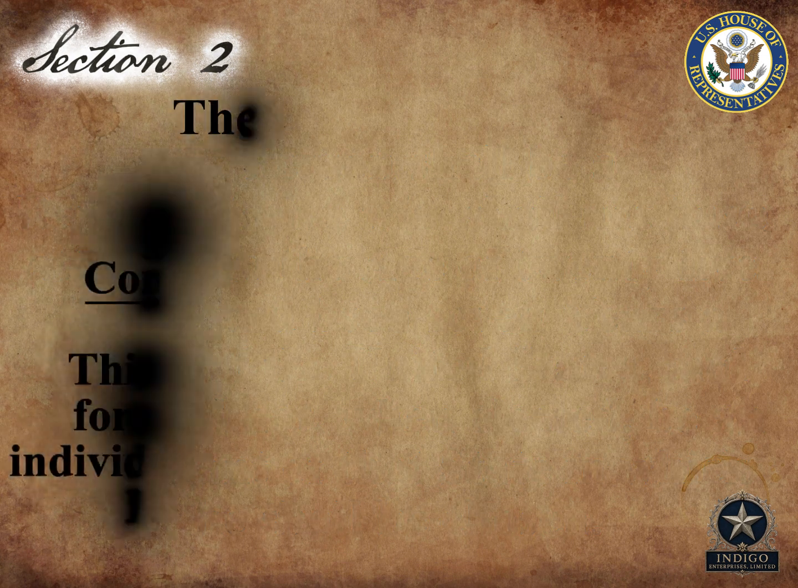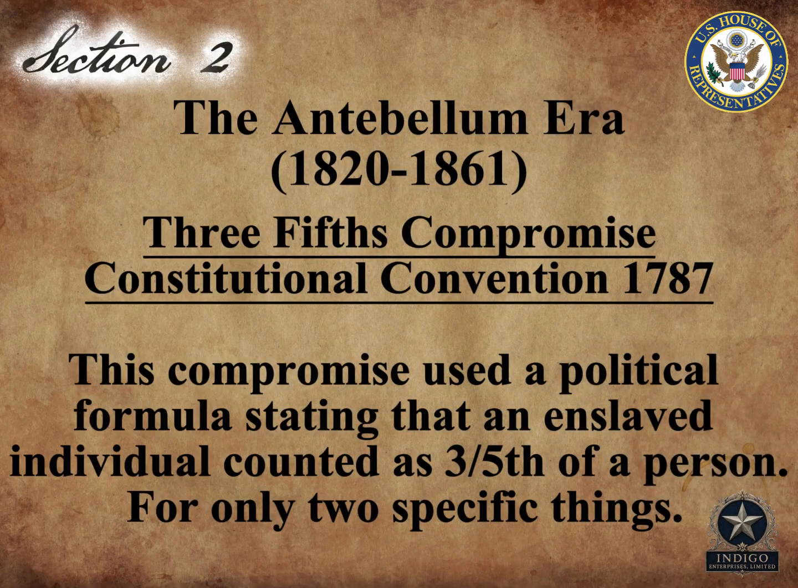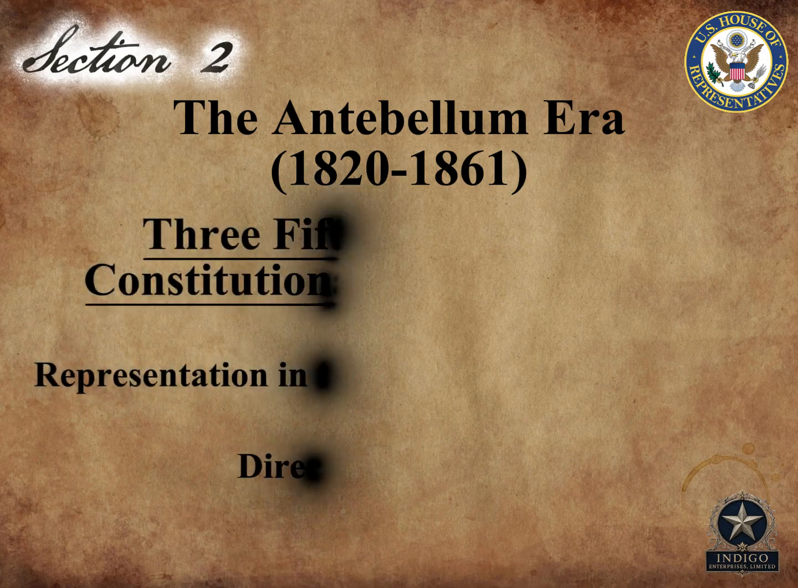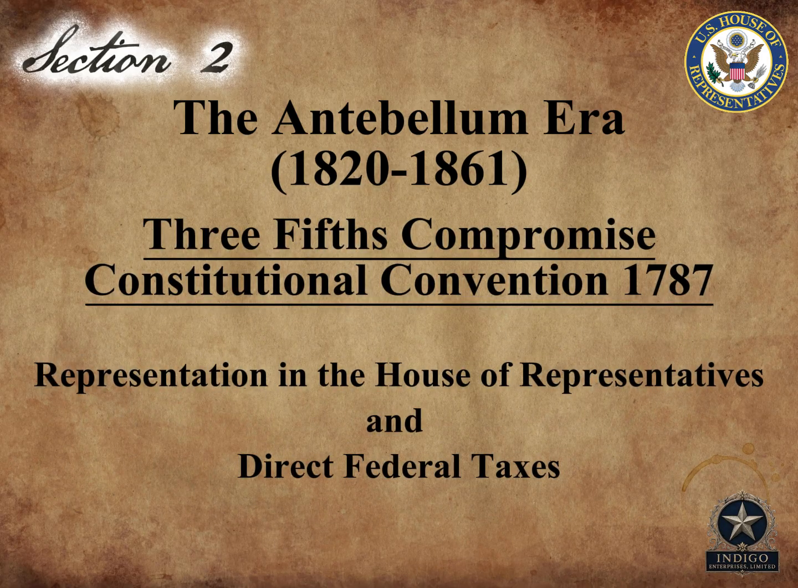In the antebellum era, there was a compromise that was included known as the 3/5 compromise. So what is the 3/5 compromise? It was a population counting rule from the Constitutional Convention in 1787. It said that enslaved people would be counted as 3/5 of a person for two things only: representation in the House of Representatives and direct federal taxes.